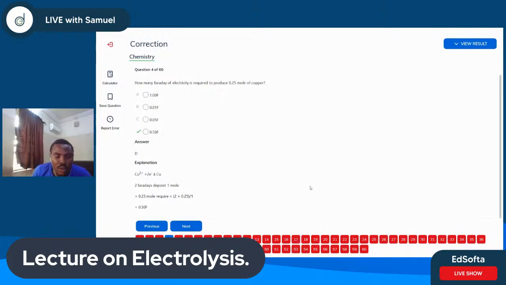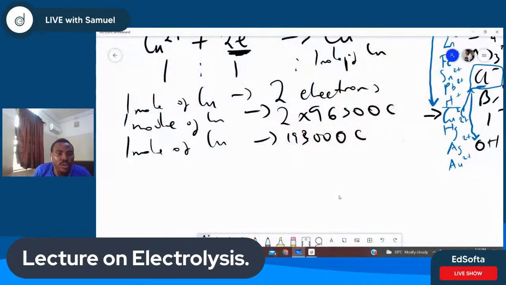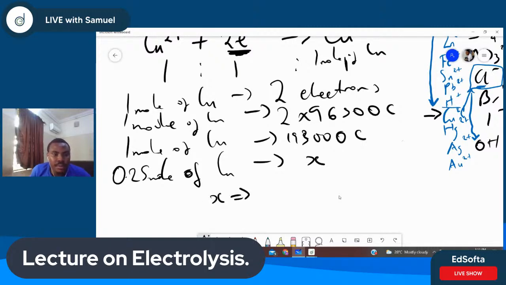What we do is that we need to first know 0.25 mole of copper. So if one mole of copper is this, 0.25 mole of copper will be how many coulomb? That's what we need to know first. Will be how many what? Coulomb. That's X. And X will be what? 19300 times 0.25.